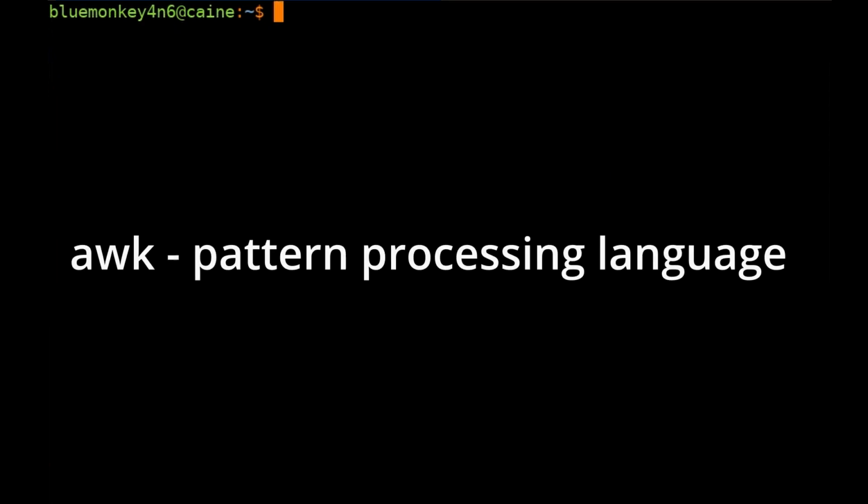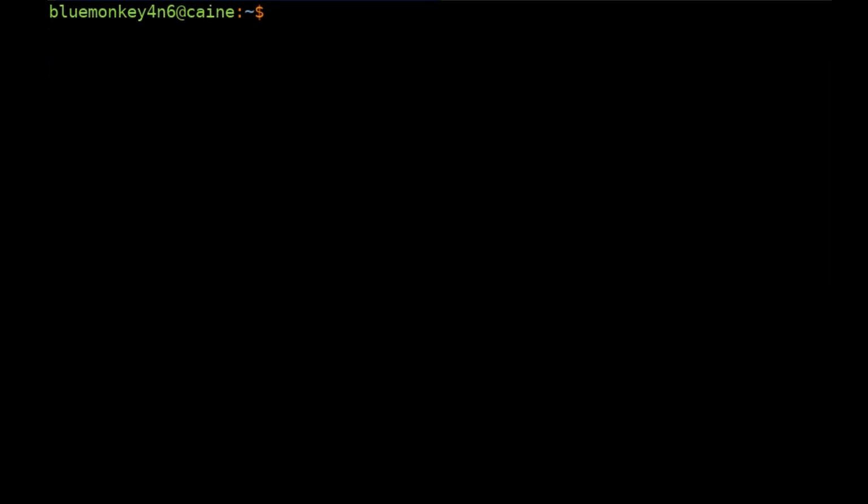Awk is a pattern processing language. It breaks down each line as fields separated by a field separator or delimiter. It is most effective when looking at text files that are formatted in a known manner. It will parse each line of a file looking for patterns and then executing accordingly.